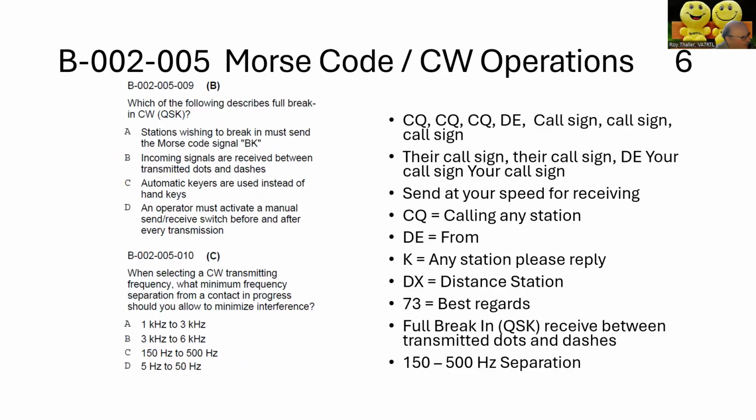Which of the following describes full break-in CW or QSK? So that means incoming signals are received between transmitted dots and dashes. So that's the correct answer. When selecting a CW transmitting frequency, what is the minimum frequency separation from a contact in progress to minimize interference? So here, because the bandwidth of the signal is smaller, C is the correct answer. So 150 hertz to 500 hertz.